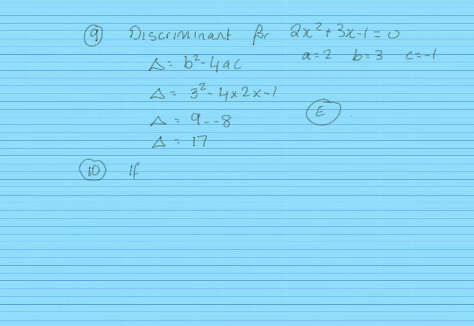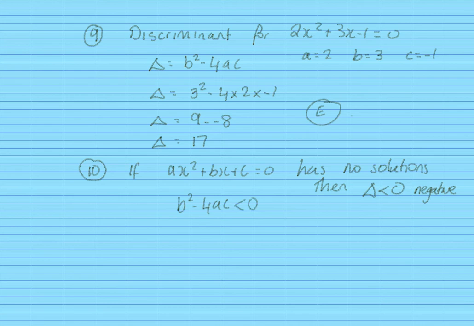With number 10, it says if ax squared plus bx plus c equals 0 and it has no solutions, then what do we know about delta? So you should know that when there are no solutions, that means that delta is negative. And so if you look at the multiple choice options, we would like b squared minus 4ac to be less than 0. And that gives us answer B.